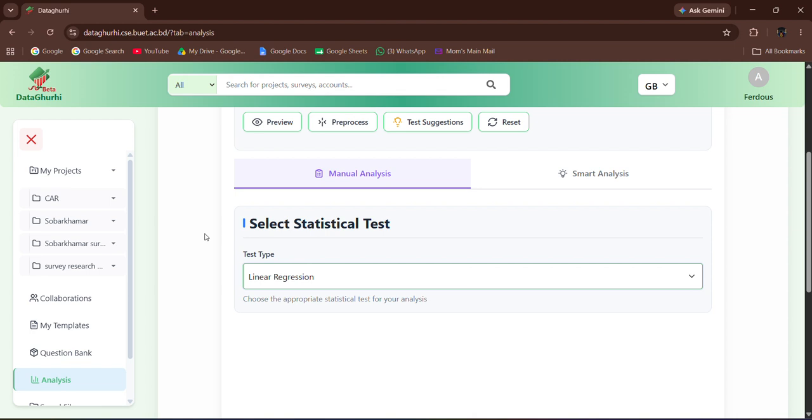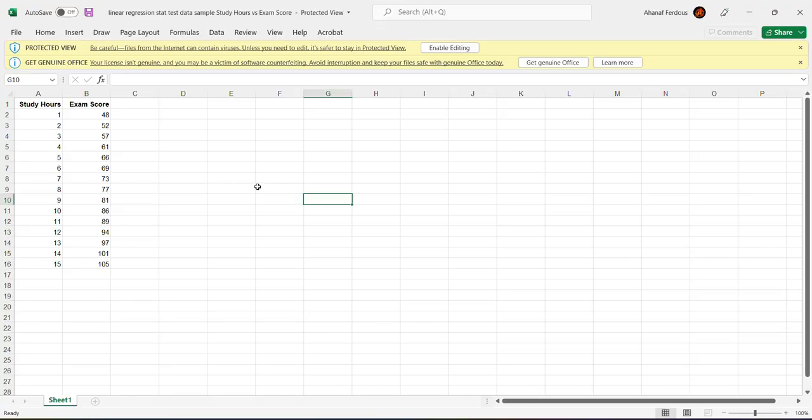I'll be using the data. Oh, I didn't open it. This is the data I'll use. The independent variable is the study hours, and the dependent variable is the exam score. The university wants to determine whether the students who study more hours generally achieve higher exam scores.